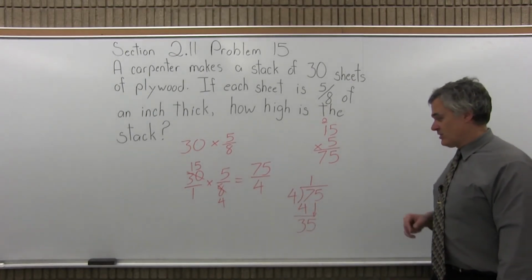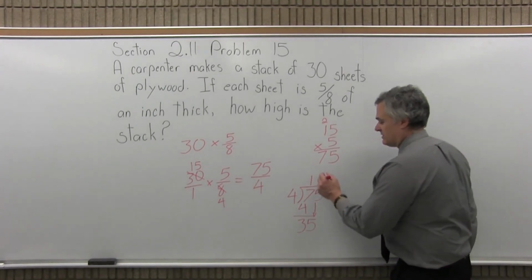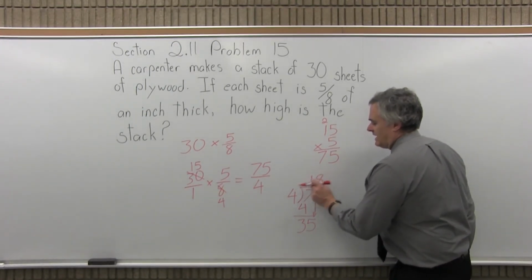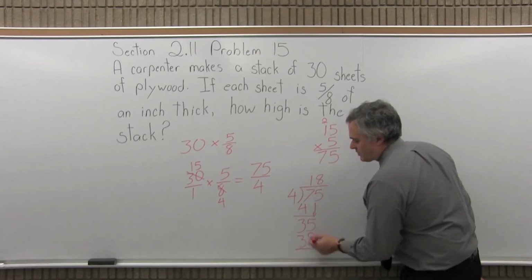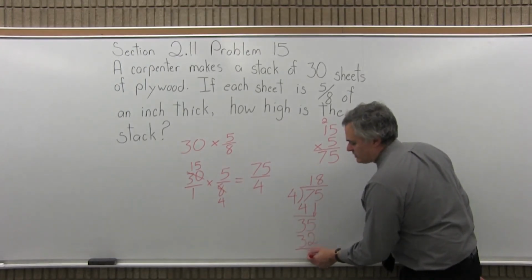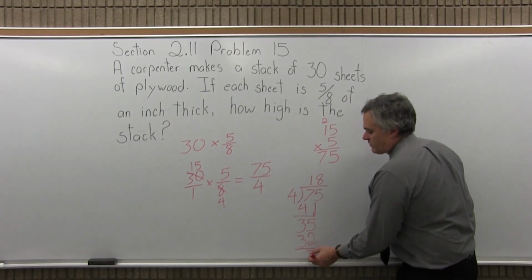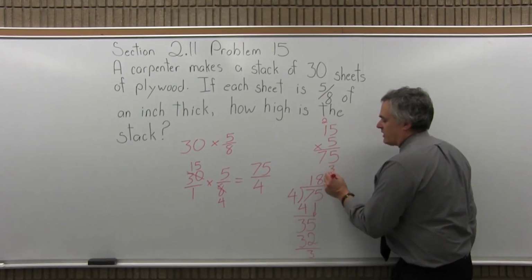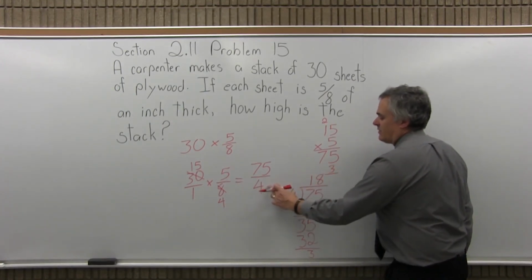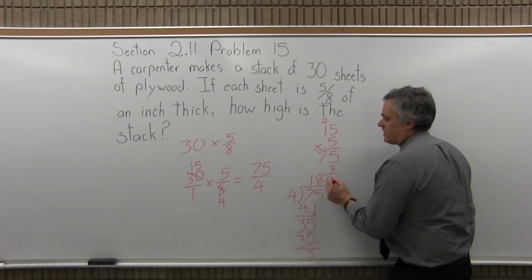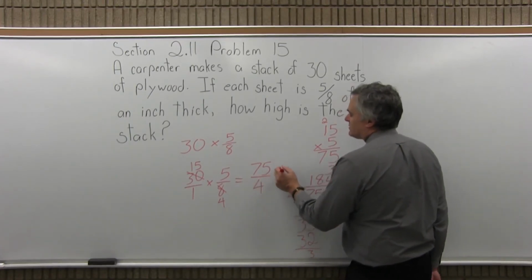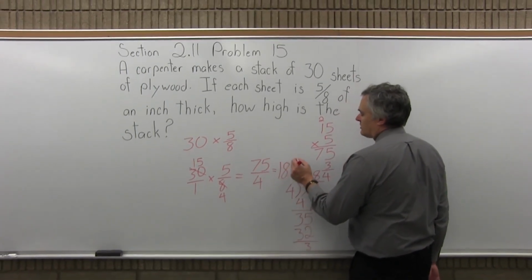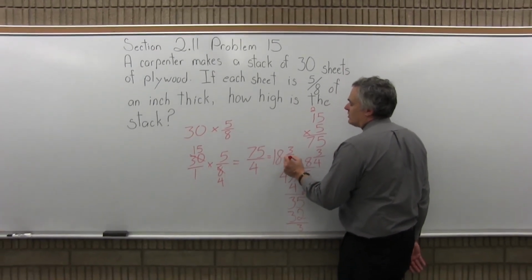9's a little too big. It'd be 36, so I'll have to go with 8. 8 will work. 8 times 4 is 32. Subtract, 35 minus 32 is 3. So when we do this, the remainder of 3 is the numerator for my mixed number, and the number that was the denominator remains the denominator. So 75 over 4 is the correct answer, but it's really not the nicest form. It's also equivalent to 18 3/4.